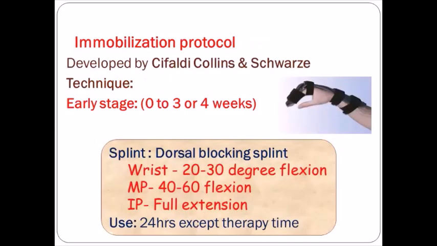Now, the immobilization protocol, which was developed by Cifali, Collins, and Saurge, has three stages. In 0 to 3 or 4 weeks, they used the dorsal blocking splint, where the wrist is at 20 to 30 degrees of flexion, the MP joint at 40 to 60 degrees of flexion, and the IP joints in full extension. That is the dorsal blocking splint, and the patient can use it for 24 hours except therapy time.